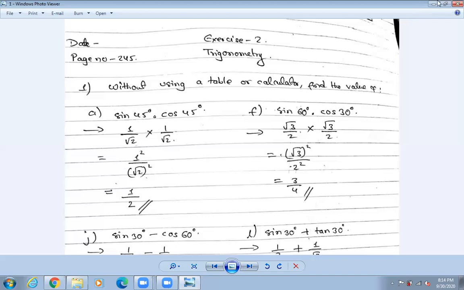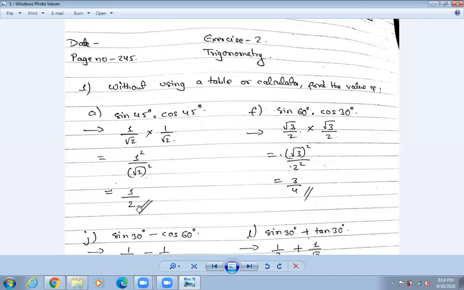So here, sine 45 cos 45. What is sine 45? Just remember 45 means the middle finger, that is 1 by root 2. Cos 45 is also the middle finger, so it is also 1 by root 2. In that way we can memorize. So 1 into 1 is 1. Root 2 into root 2 is the square of root 2, so the square root will be cancelled. 1 square means 1. So the denominator is 2, and 1 by 2 is the answer.